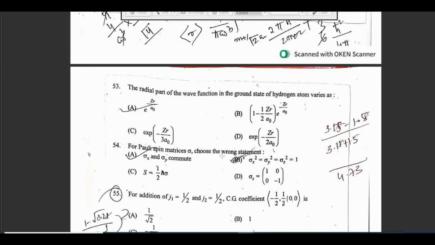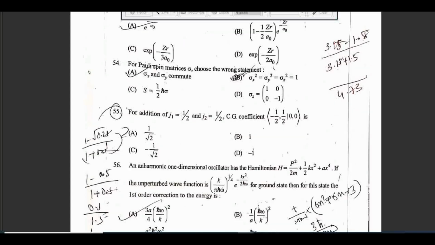Now coming to the 54th question. For the Pauli spin matrices, there are three different Pauli matrices: sigma x, sigma y, and sigma z. Choose the wrong statement. The first statement is given like this: sigma x and sigma y commute, and the first option itself is a wrong statement, because sigma x and sigma y do not commute with each other.